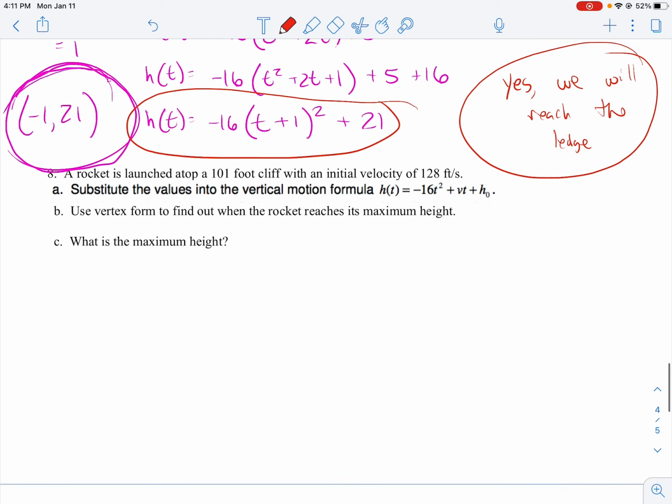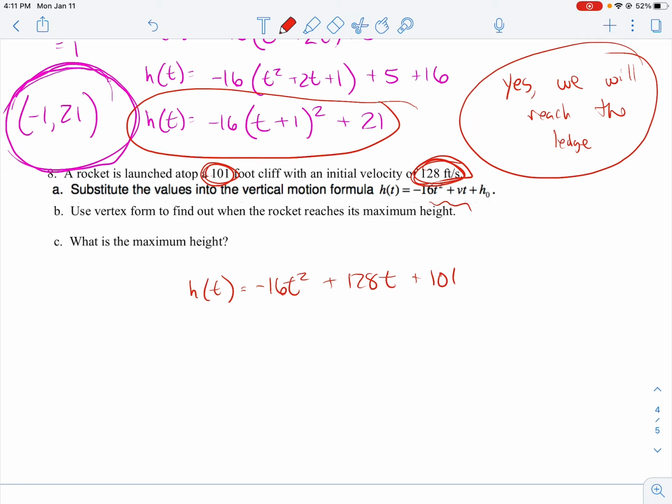Okay, last but not least, a very similar problem, except this time we're talking about a rocket shot off a cliff, 101 feet in the air, with an initial velocity of 128 feet per second. Our first move is to plug that stuff in. This 128 represents our initial velocity, and 101 represents our initial height. We just plug that into our equation like we did up above.